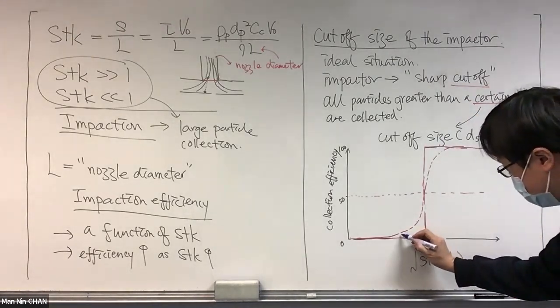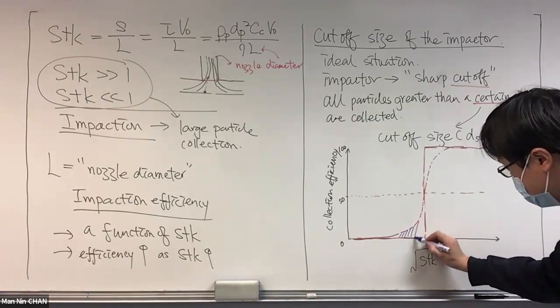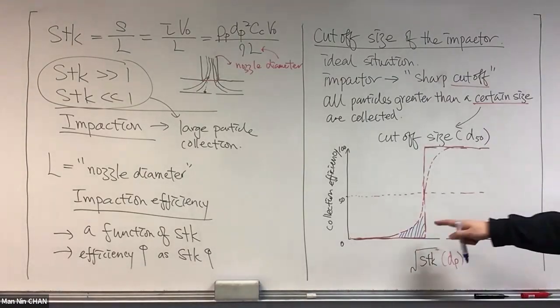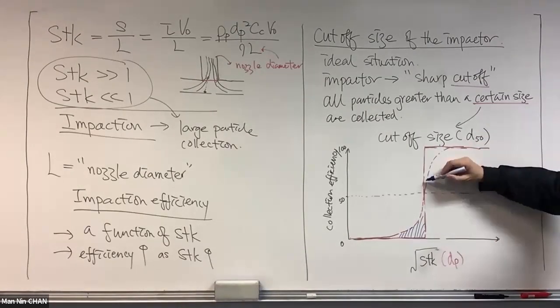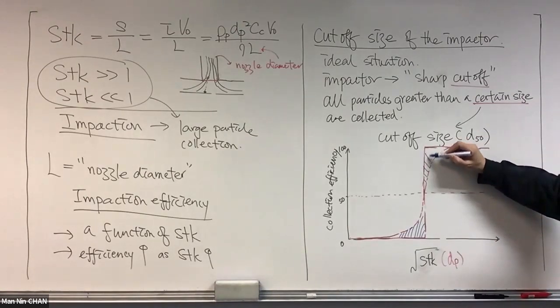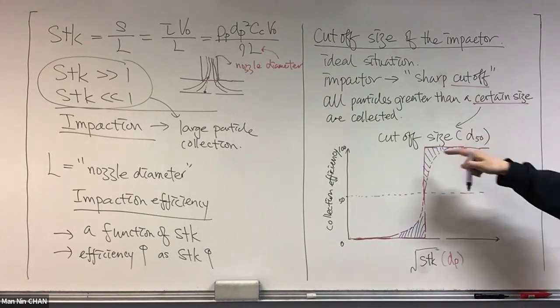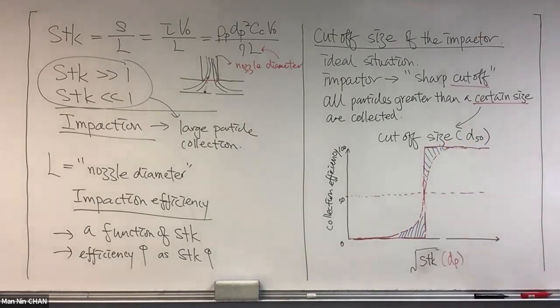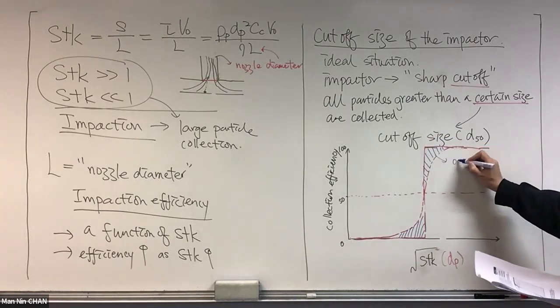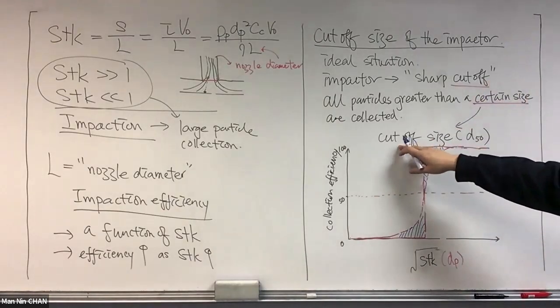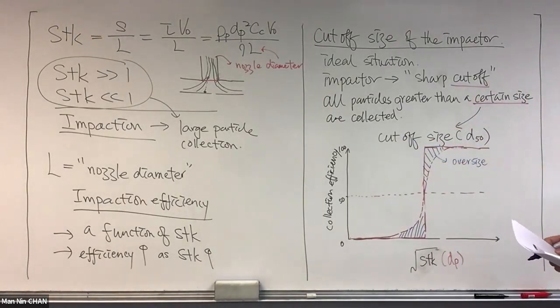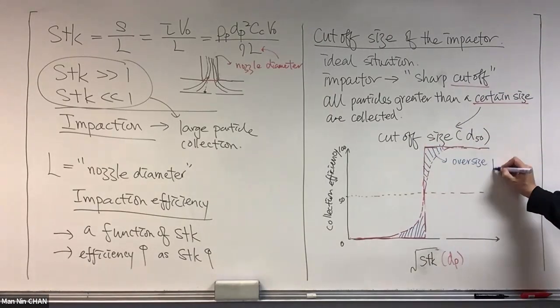Because there will be some probability, right? Some smaller particles can be collected, below what we call the cutoff size. And you can also argue that some larger particles, with size larger than this cutoff size, can escape or go through. So let's say this is called the oversize. That means the size of the particle larger than this cutoff size. We call this the oversized particle that can get through, in reality.